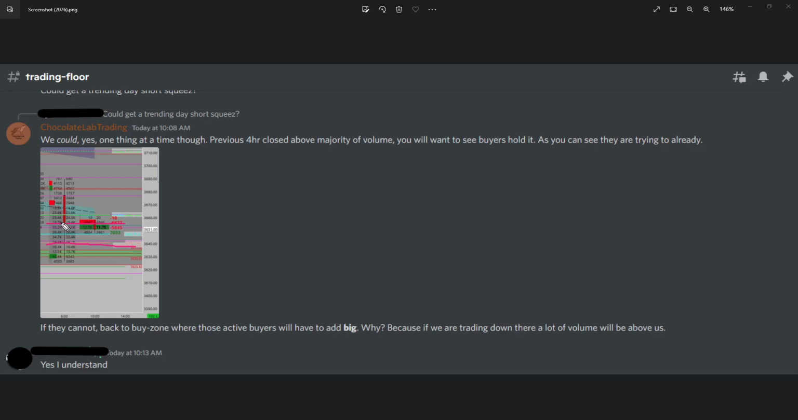This 4-hour closed all the way up here above a majority of the volume, which is highlighted right there. So if we're looking for that squeeze, or at least a continuation up, you're going to want to see buyers hold this high volume area. And why would this be held?